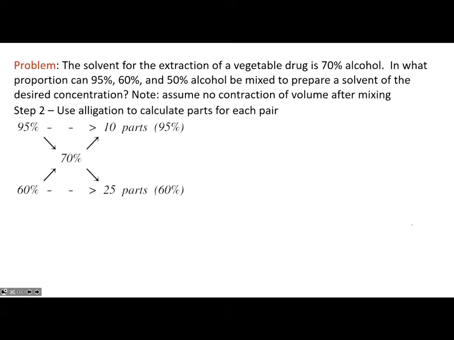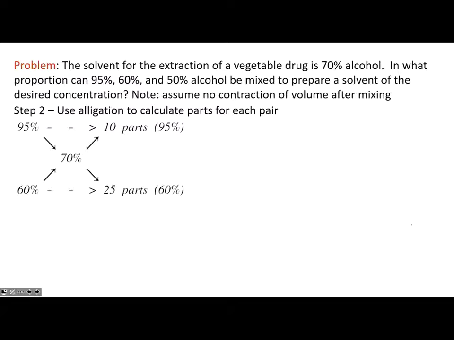So let's do the first alligation. My first pair was the 95 and the 60. Remember, we put the high strength up on top, and then we put the low strength down below it, and to the middle and to the right, we put our target. So we have 95 on top, 60 on the bottom, and 70 to the right. Follow the diagonal arrows down, starting with the 95, cross subtract. 95 minus 70 is 25. Set that 25 directly across from the 60. Do the same thing starting at the 60, going diagonally up. Take 70 minus 60, that's 10. Put 10 diagonally up to the right, directly across from the 95. That answer would be 10.